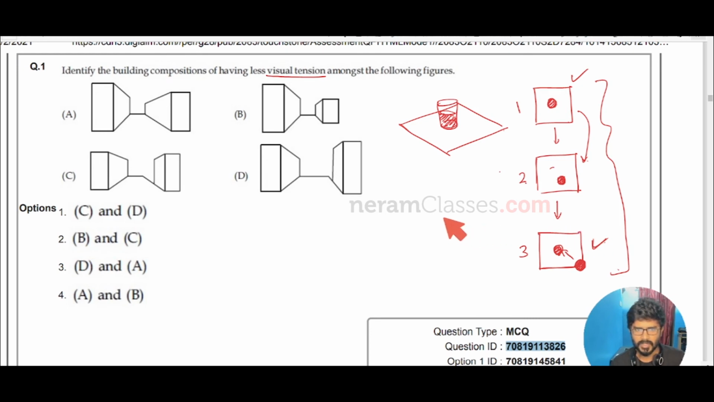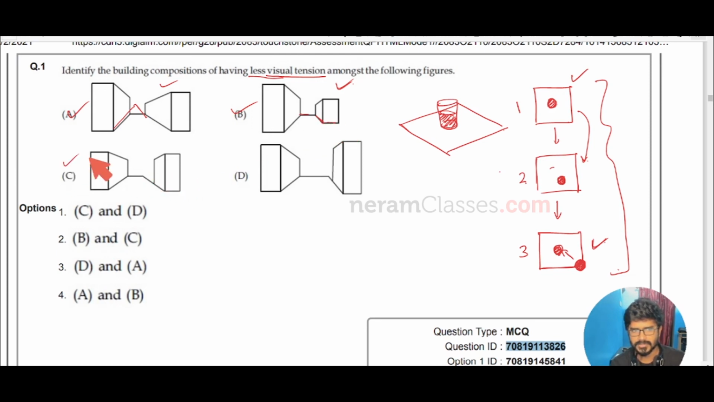Okay, so this is the question here. We need to answer which among the following has the less tension. Here, if you see options A and B, all four images are perspective images, which are of one point perspective. These two images are completely filled up. That is, it doesn't have any empty lines over here.